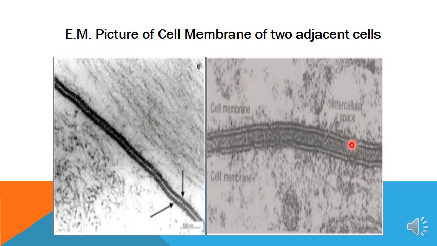So when this picture comes in the exam, I will write two cell membranes of two adjacent cells. This is the intercellular space. This is the intracellular spaces.